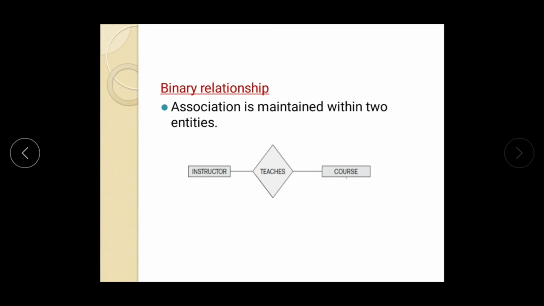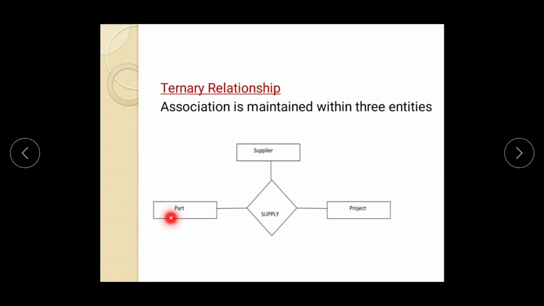It means that there are two entities involved in the relationship, or association is maintained within two entities or entity types. Ternary relationship: here association is maintained with three entities or entity types. Here there are three entities: part, supplier and project. These three entity types are trying to connect to each other and have a relationship. Their relationship type is supply.